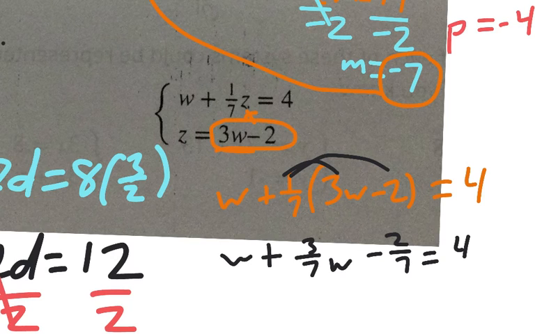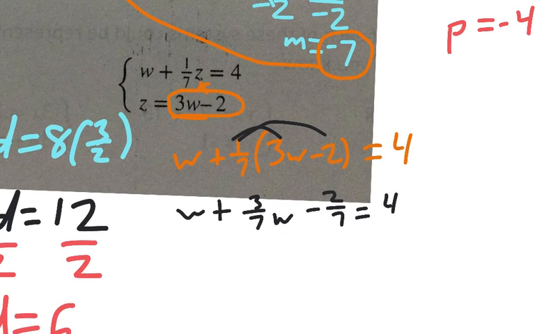Boy, this is going to get ugly. Do I have any like terms? I do. W and 3/7 w is 10/7 w.